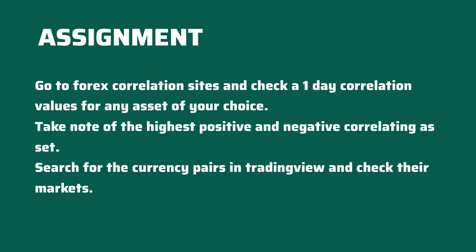There are many sites that offer that. You can use any site of your choice, add any asset of your choice, compare it with other assets or trading pairs. Then you look for the asset with the highest positive correlation to your asset. Also look at the asset with the highest negative correlation to your asset. Then go to TradingView and search for these assets, add them to your TradingView, and see what their markets look like. It will give you a better understanding of how correlation works.